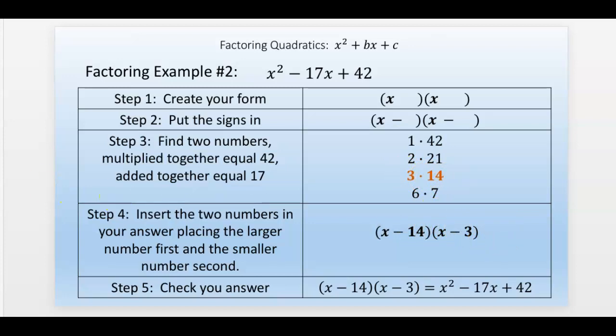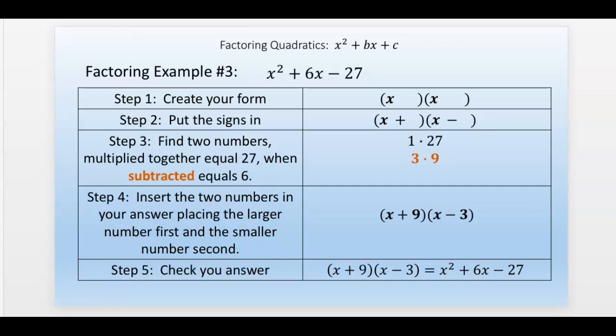All right, next. Again, I like to put the 14 first because it's bigger than 3. I like to do that. It doesn't matter here, but example 3 now, it does matter. All right, take a look at what we're factoring. X squared plus 6x minus 27.